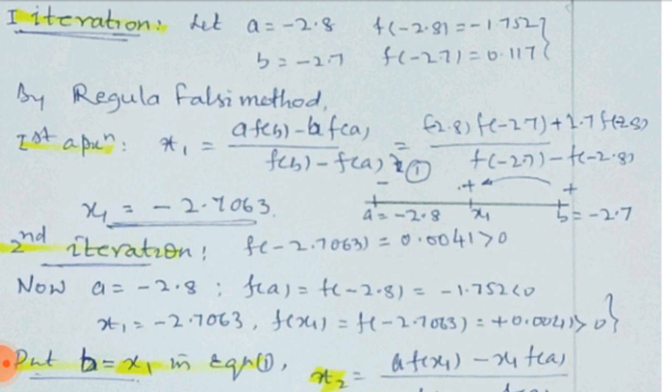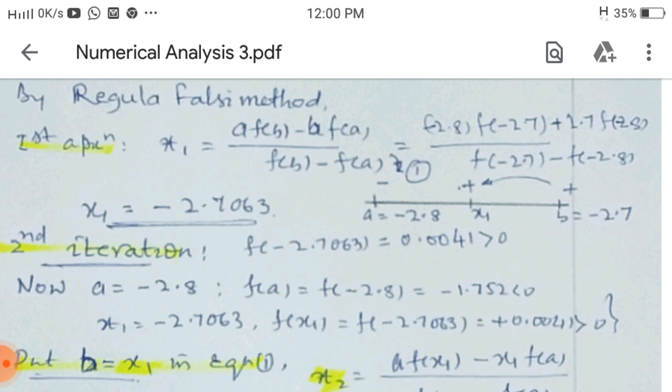Just draw a line. Mark a and b. f of a is negative. Sorry, f of b is positive. f of minus 2.8 is negative. f of b is equal to f of minus 2.7 is positive. So x1 is between these two. But f of x1 is positive. Therefore the real root lies between a and x1, where x1 is equal to minus 2.7063.